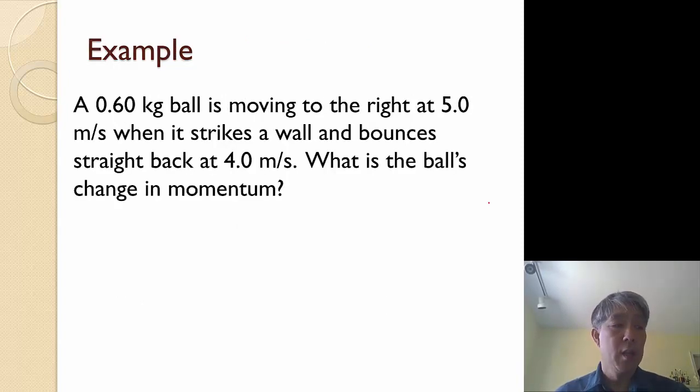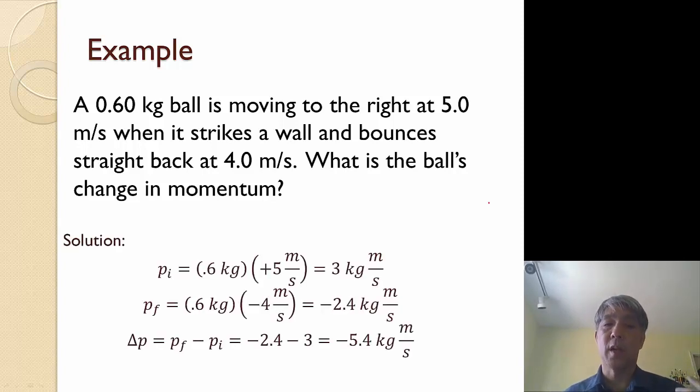Okay. So let's look at that same example of the ball, and let's calculate the change in the ball's momentum now. Remember my initial momentum was 3, my final momentum was minus 2.4. So if I wanted to calculate the change in the object's momentum, it's just final, minus 2.4, minus the positive 3. And I end up with minus 5.4 kilograms times meters per second. And that's the change in my momentum. Okay, thank you.